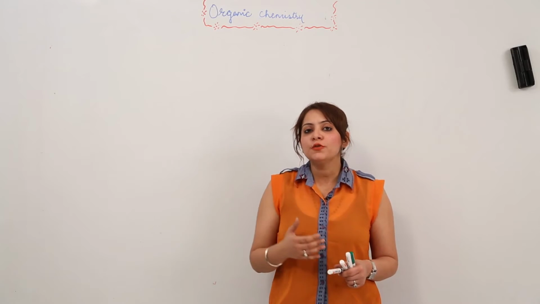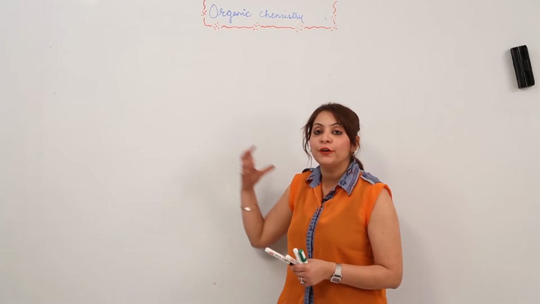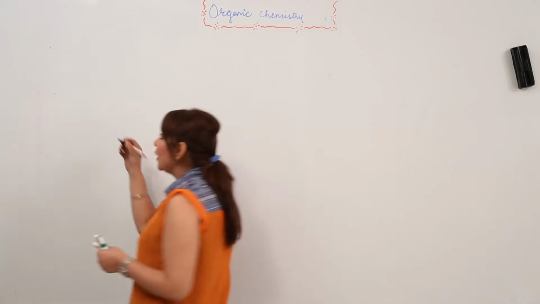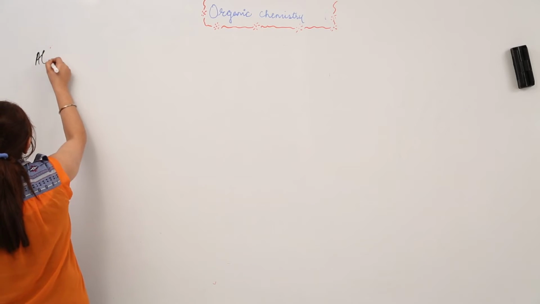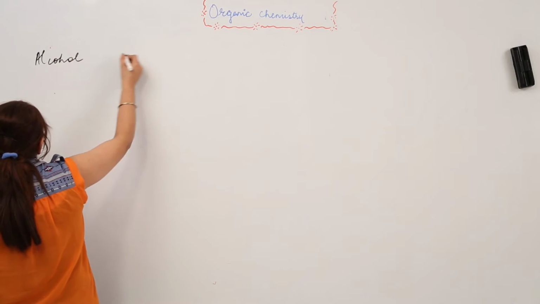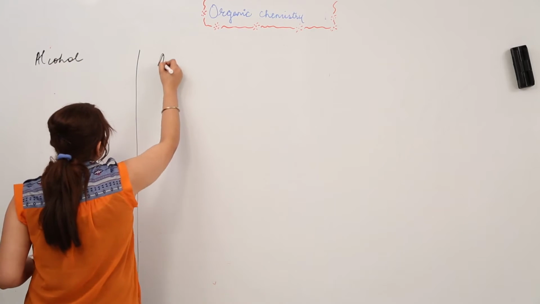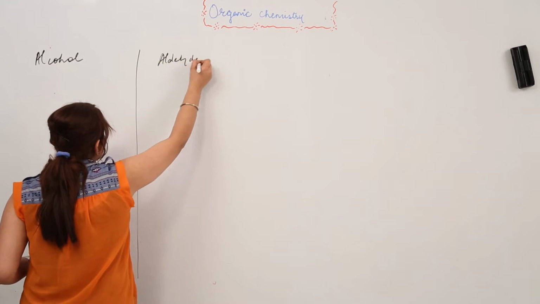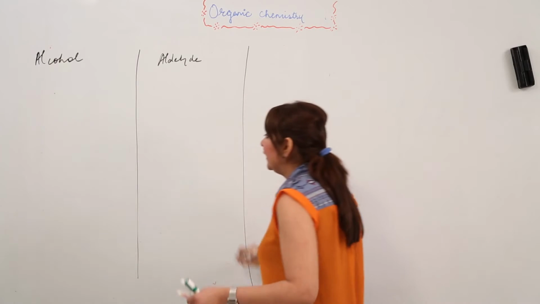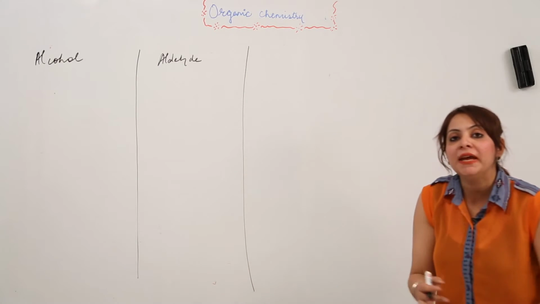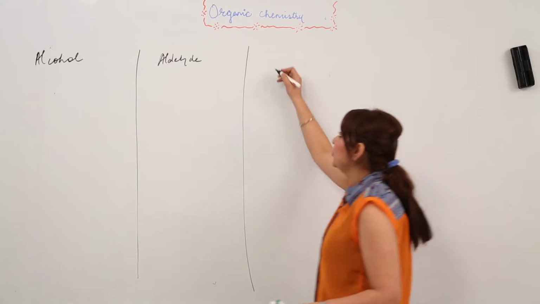Now I'll tell you how to make the members of these functional groups. I'm just going to divide the board into different functional groups so that you should know how we can make the members, what are the differences that lie between these functional groups, and how we can make the members of these different functional groups.